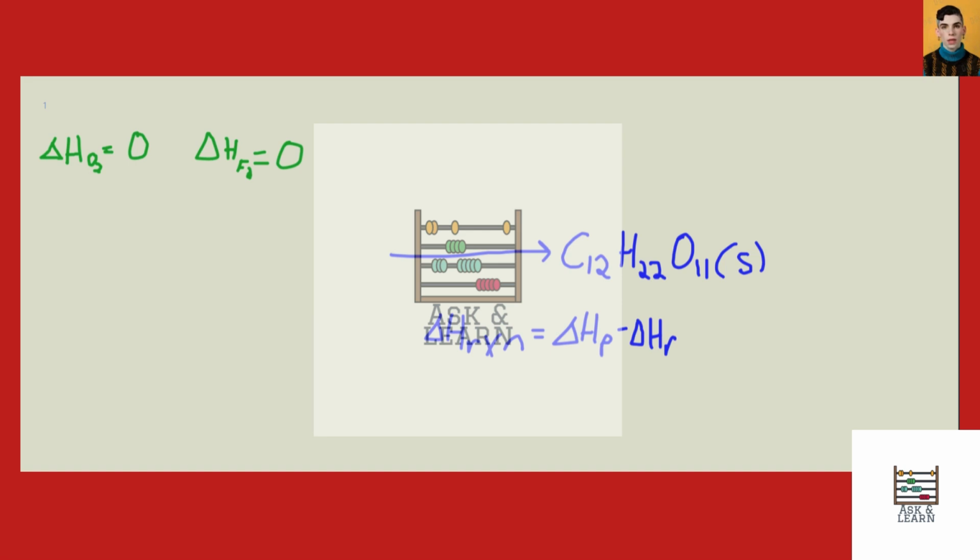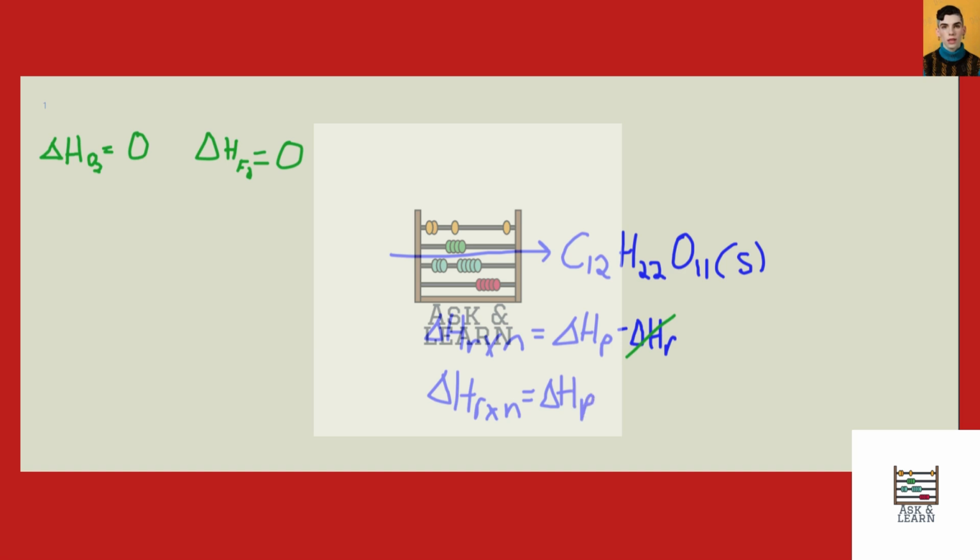Here, delta H of reactants, that's going to be the sum of the delta H values for elements in their standard state. And remember, the delta H for elements in their standard state is going to be 0. So delta H of the reactants is going to be 0. That means that delta H of reaction for this chemical equation is going to equal the delta H of our products, which is equal to the delta H of formation of our sucrose. So let's get started.